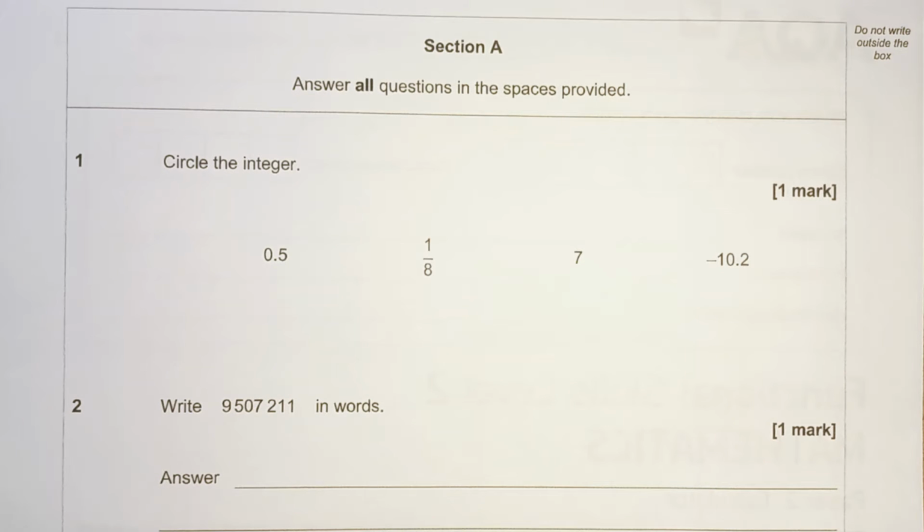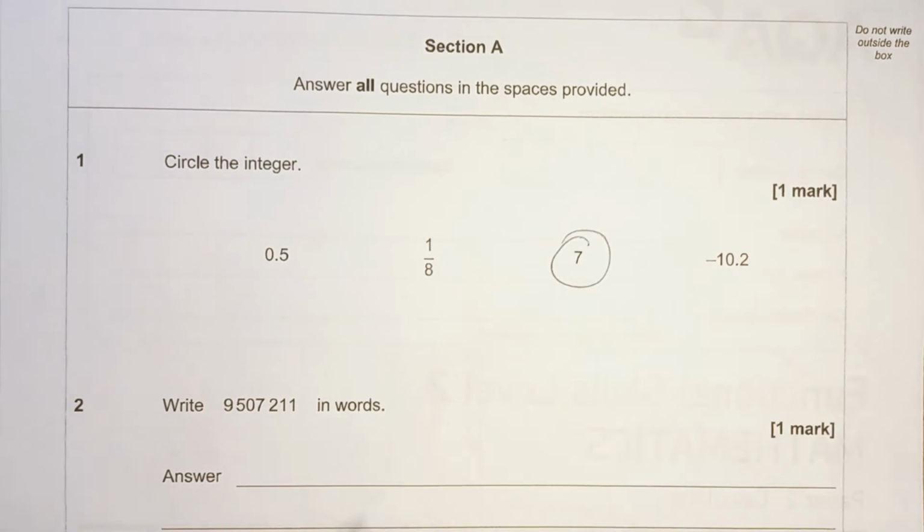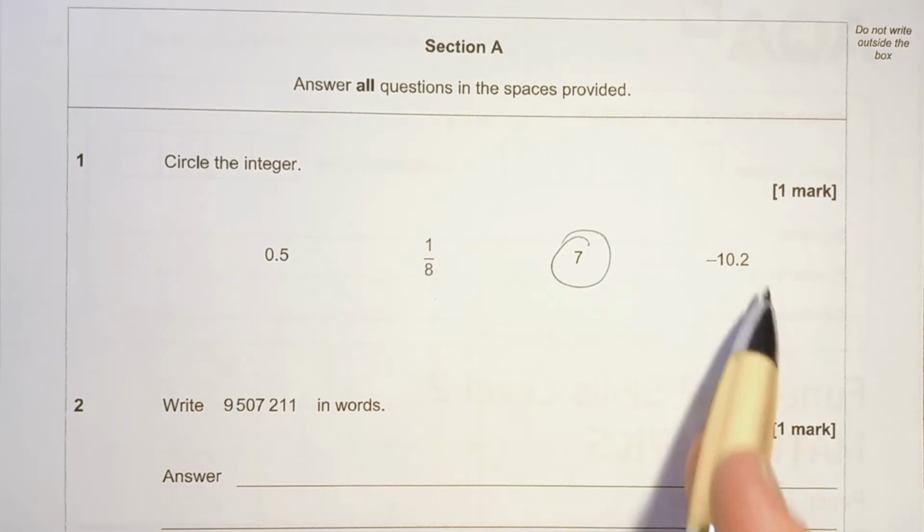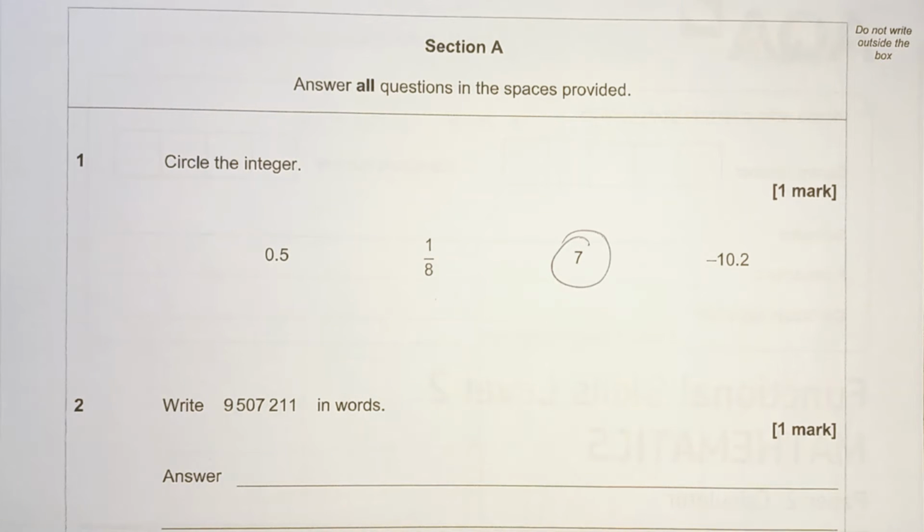Question 1. Circle the integer. This one you just need to know what integer means. And if you don't, you're going to find out, because integer just means a whole number. Okay. So it can't be a fraction, can't be a decimal, must be the 7.